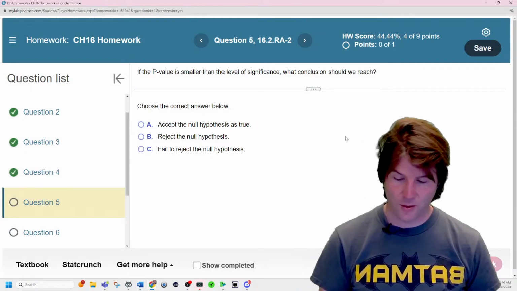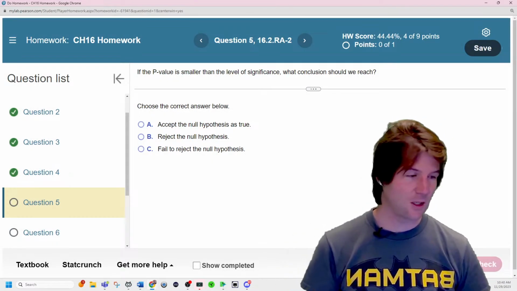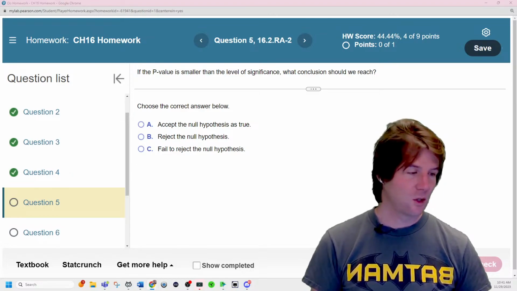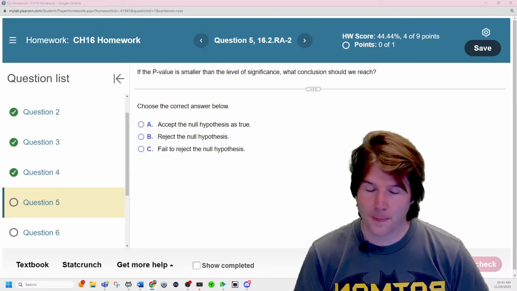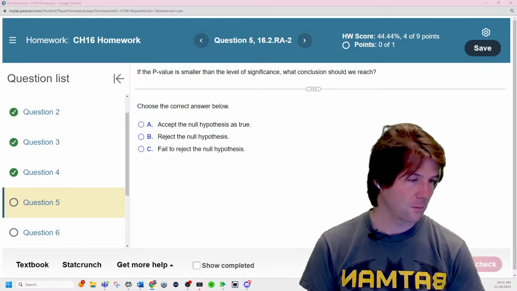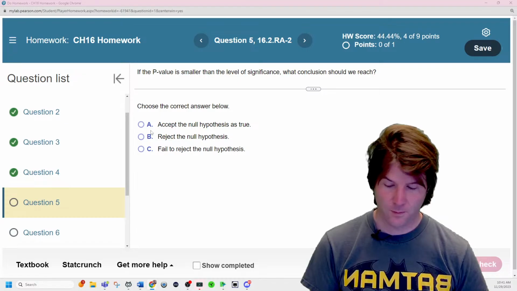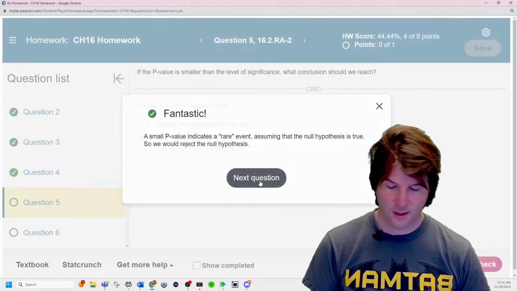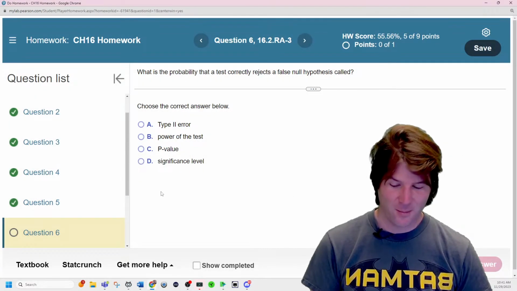So the threshold, if a p-value is smaller than the level of significance, what do we reach? So p-value less than alpha. So if the p-value is less than alpha, what do we do? Don't read their answers. Reject the null. P-value less than alpha, reject the null.